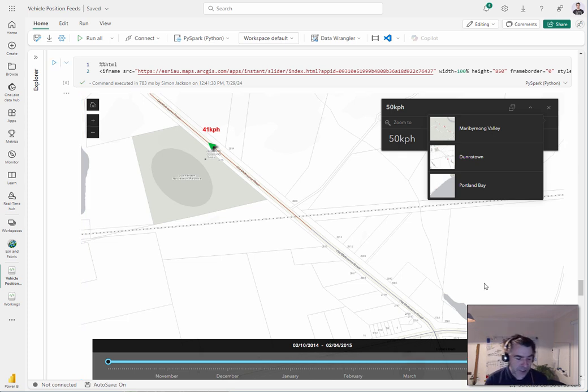So that's how Geoanalytics Engine within the Fabric environment can be used to essentially take a big haystack of data and really find that needle of information that you need to then serve to the business to give them the insights they need about, in this case, driver behavior monitoring from your vehicle positioning feeds.